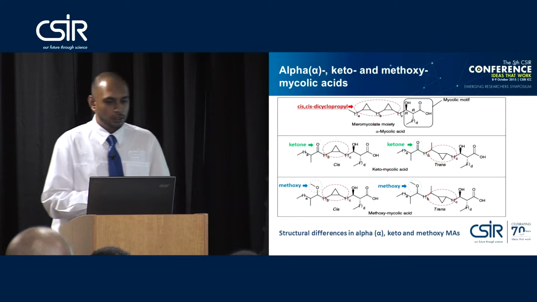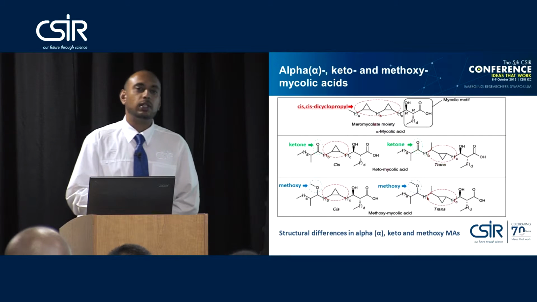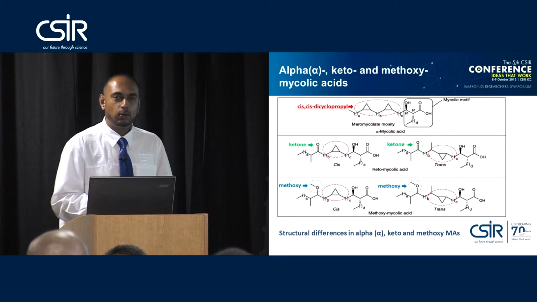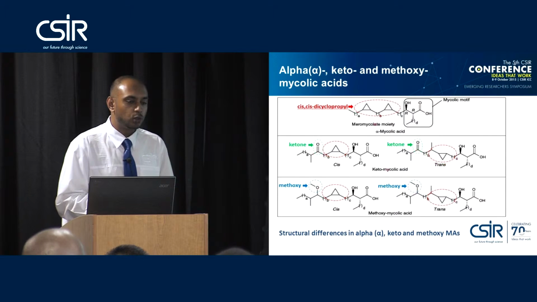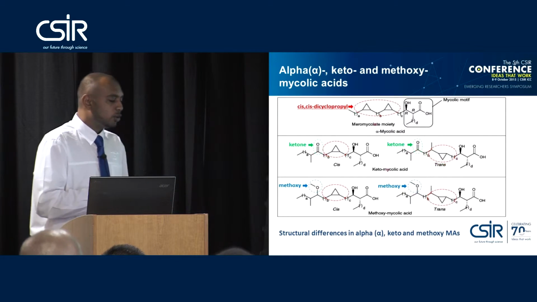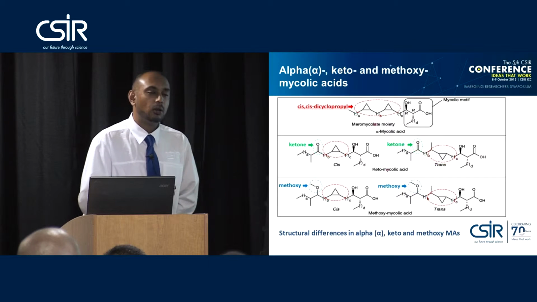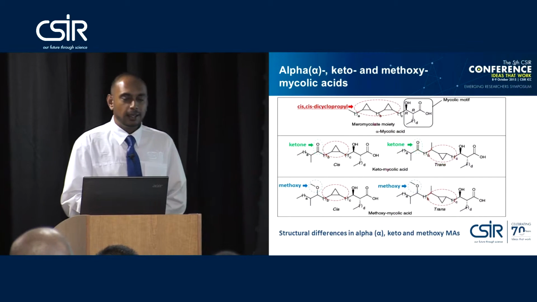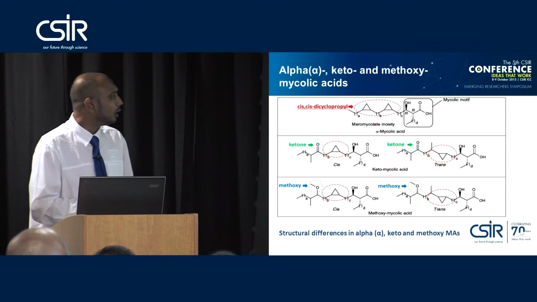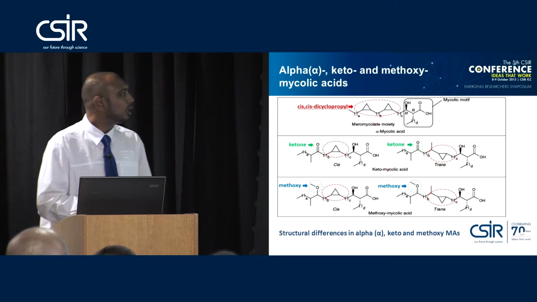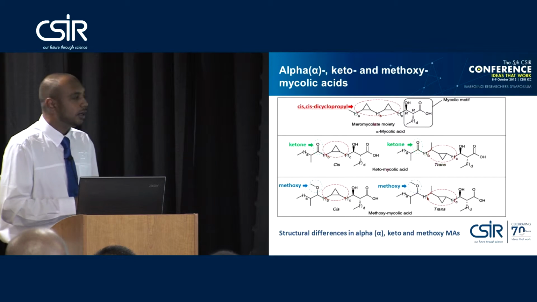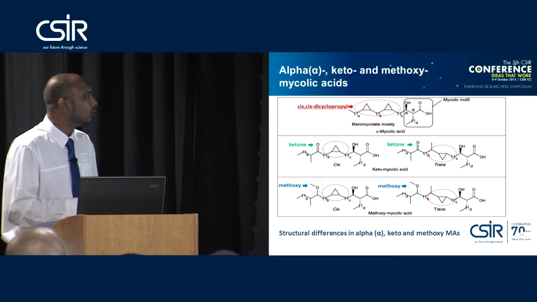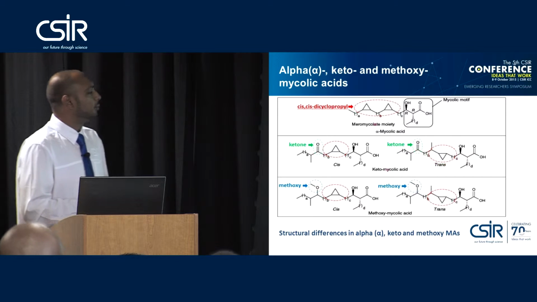So our current research is going into the finer details of the chemistry of these lipids that exist in the cell wall of mycobacteria, particularly Mycobacterium tuberculosis. And the most prominent lipid that is present in the organism are the mycolic acids. And here we show the mycolic acids that can be divided into 3 main classes, the alpha, keto, and methoxy class.